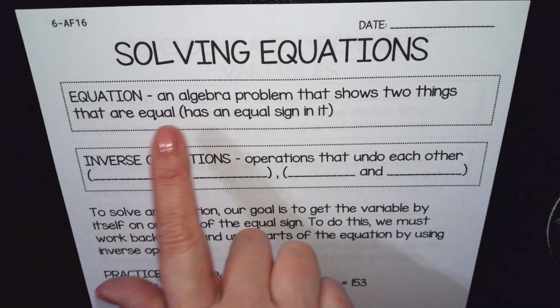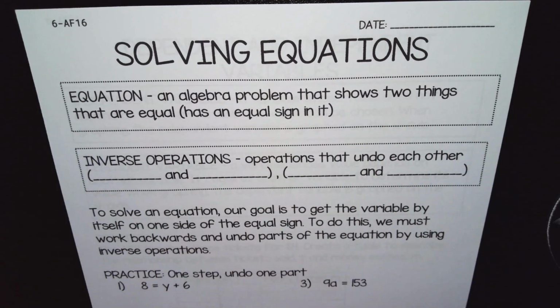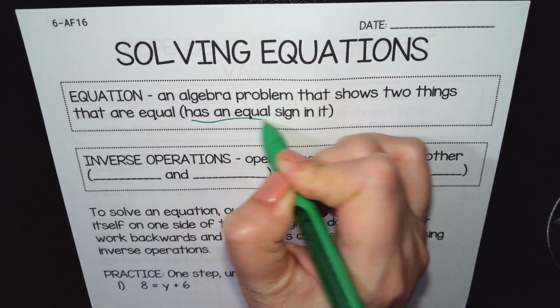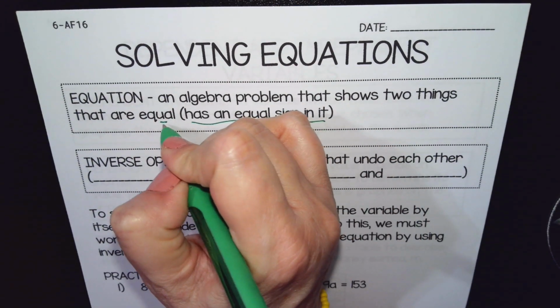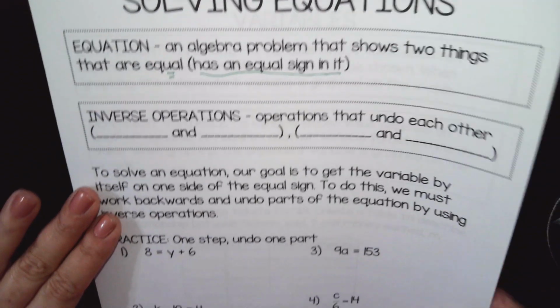Equations. An equation is an algebraic problem that shows two things that are equal. So it has an equal sign. Okay? Equal. It's not an expression. Expressions do not have an equal sign.